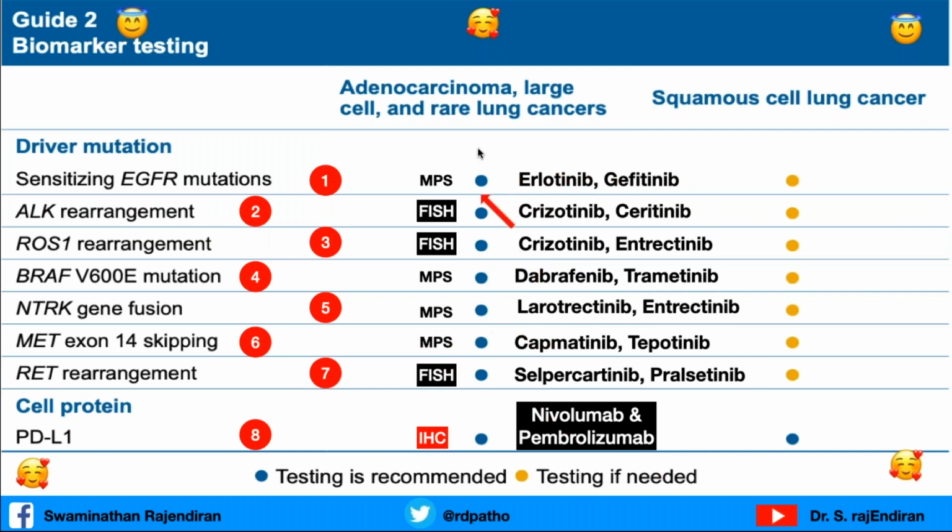And these are all the medicines available against these markers. This is very important. If they don't have medicine, there is no use in looking for this. Remember the 8 markers.